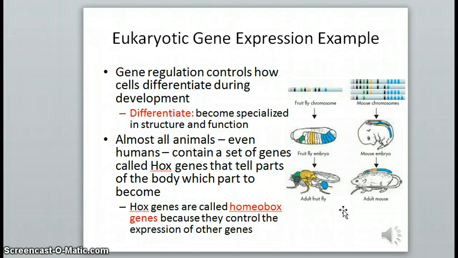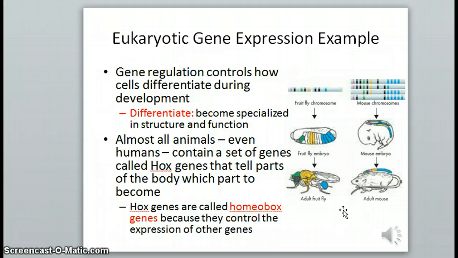One of the processes that gene regulation controls is how cells differentiate during development. Every organism that's produced by sexual reproduction begins as a single cell, and as those divide, they become specialized or differentiate into specific types of cells, like nerve cells, stomach cells, and muscle cells. These types of cells have different functions, and so they also have different structures, so they look different.